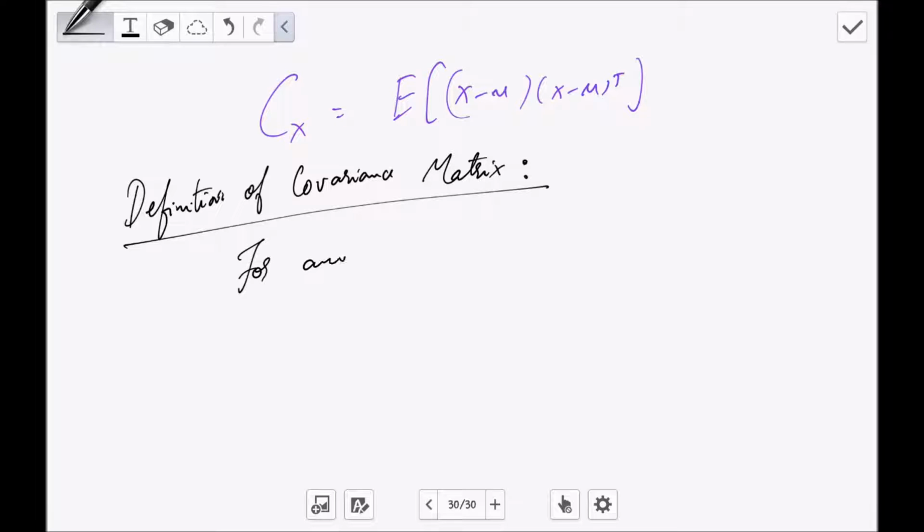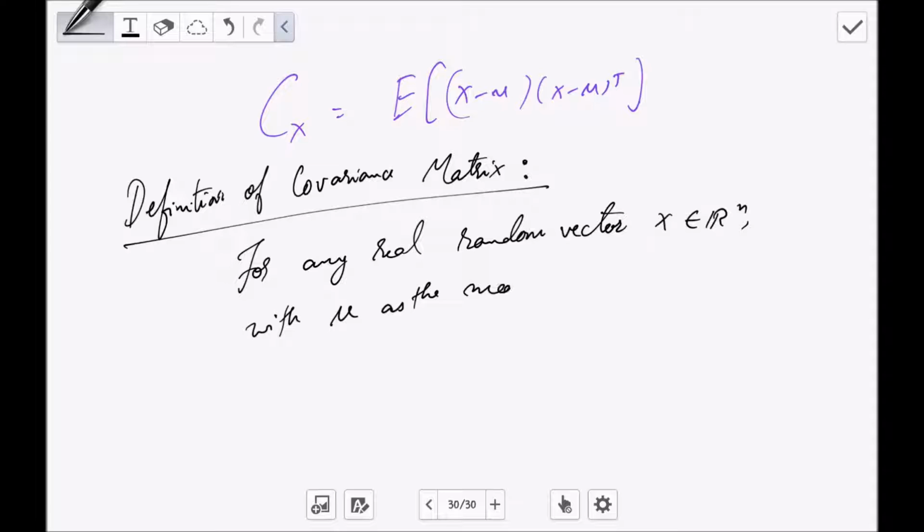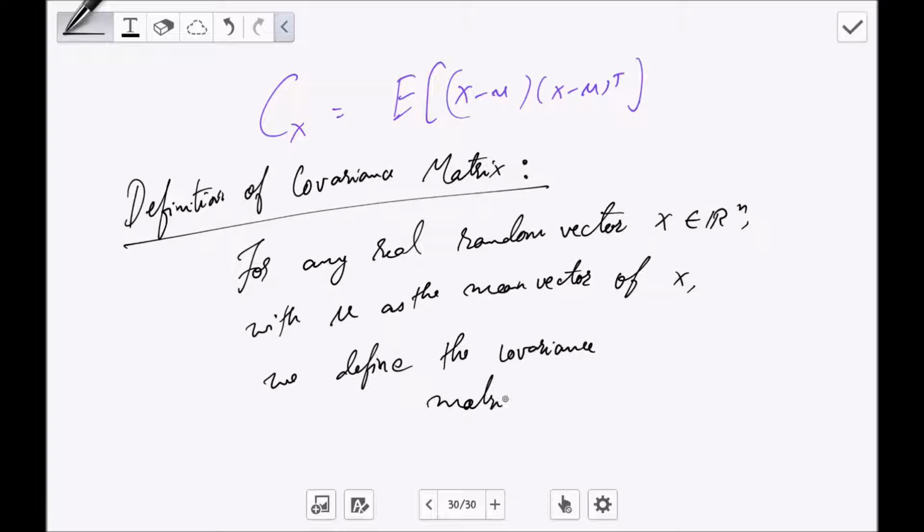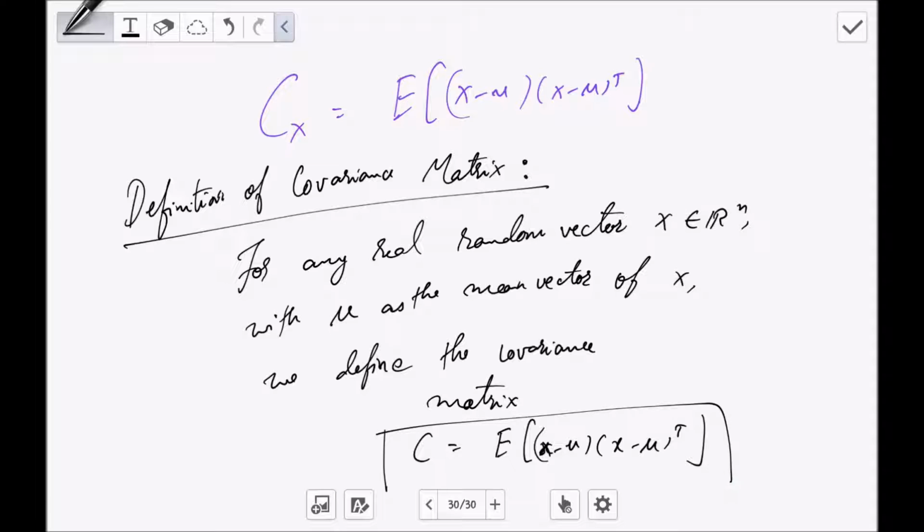for any real random vector x belonging to Rn with mu as the mean vector of x, we define the covariance matrix C as expectation of x minus mu times x minus mu transpose. That's it.